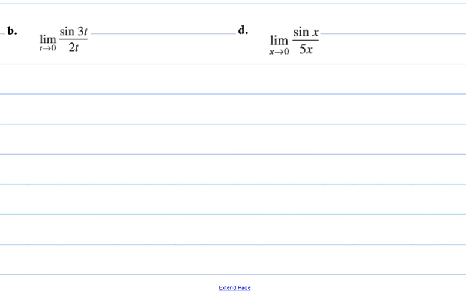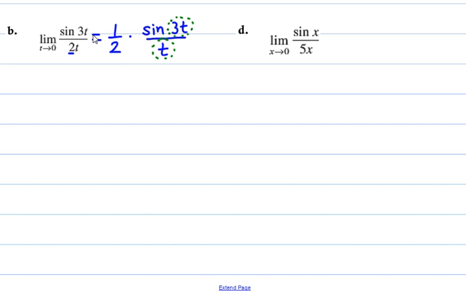So this is how this is going to go. I'm going to take this 2 and remove it from there and bring it out to the front. And since the 2 is in the bottom, it's actually a 1/2. So I have 1/2 times the sine of 3t over t. So now my goal is to somehow make this and this look the same. And okay, the 1/2 is still on the outside, but that's okay. It's a number. It could stay there for now.